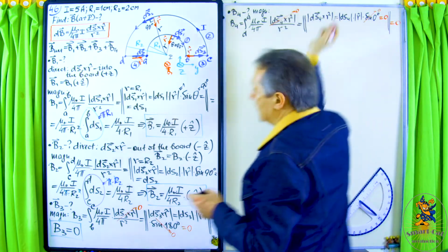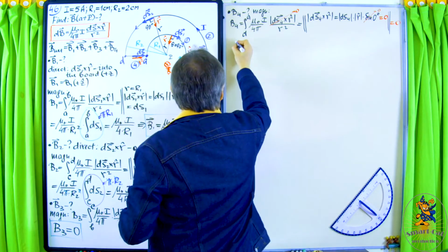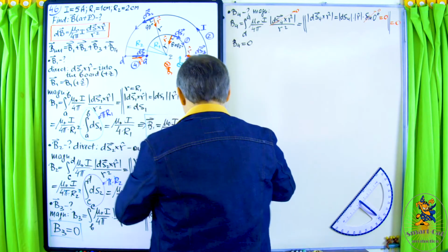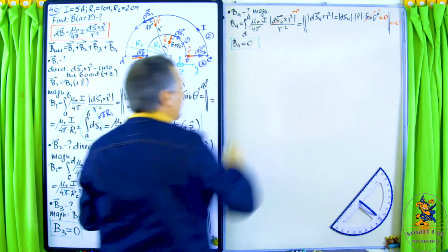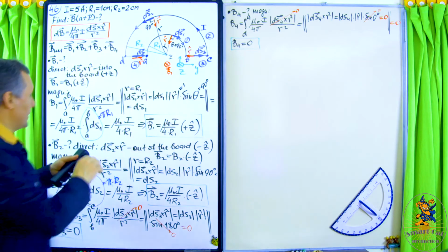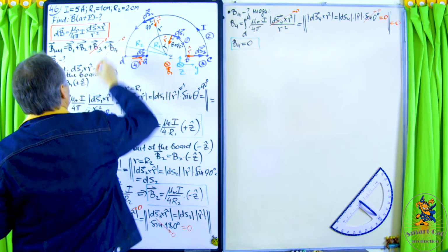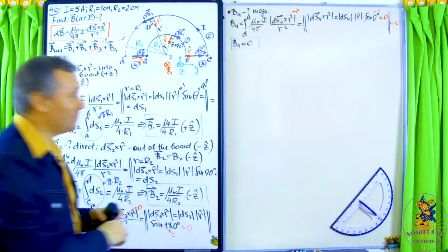The whole integral is 0. So the contribution from B4, from the fourth section, is 0. Okay, whew. Finally, we took care of all 4 parts, right? So this we just showed is 0. This is also 0. So let's put them all together and we're done.